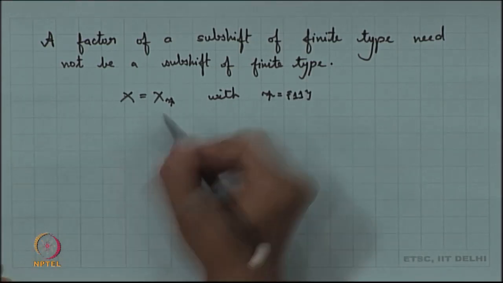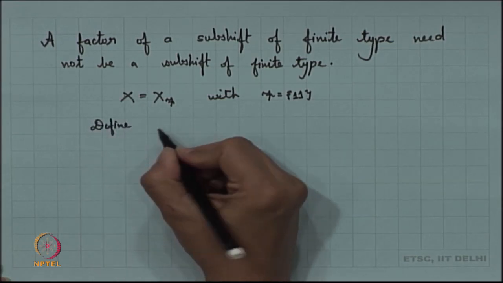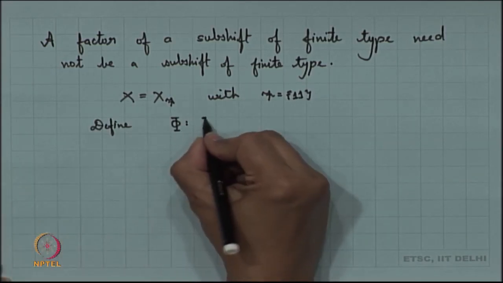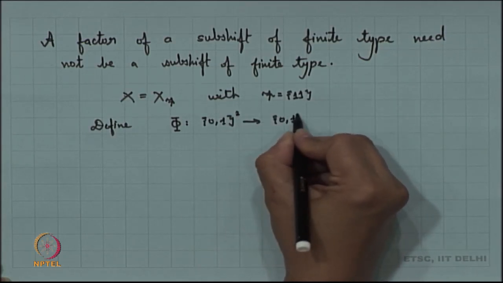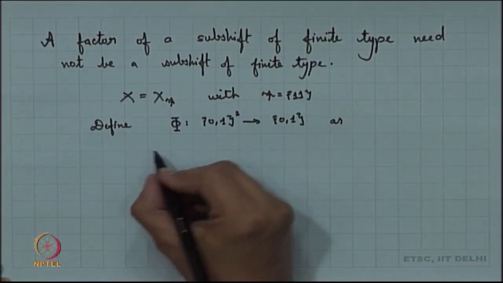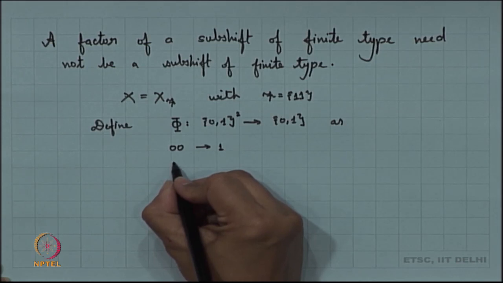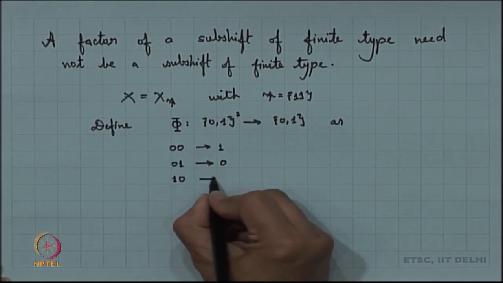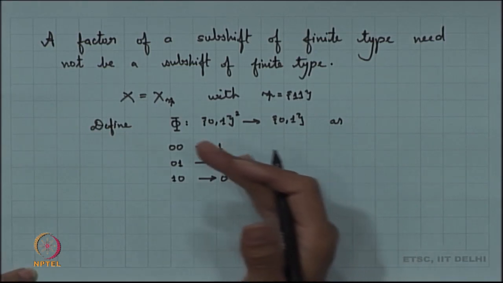Now, let me define a block code here. So, this is a 2 block code basically. I am defining this as 0 0 is mapped to 1, 0 1 is mapped to 0 and 1 0 is mapped to 0. We have only two choices, it can be either 0 or it can be 1.